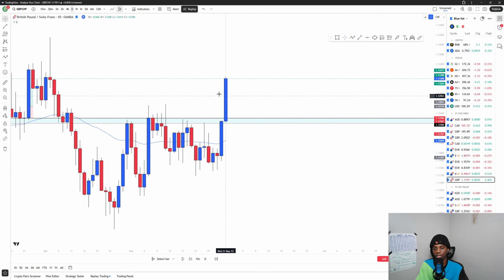Okay, let's unpause the thing. And why am I on the daily time frame? Because I love seeing it play out from here. And let me put this on 1x. Now unpause. Boom, blue candle on the daily time frame.